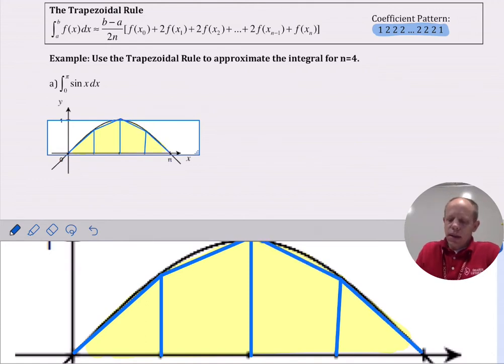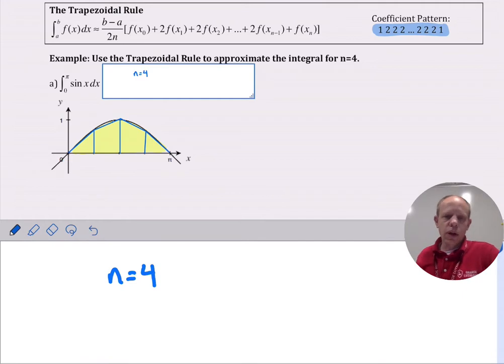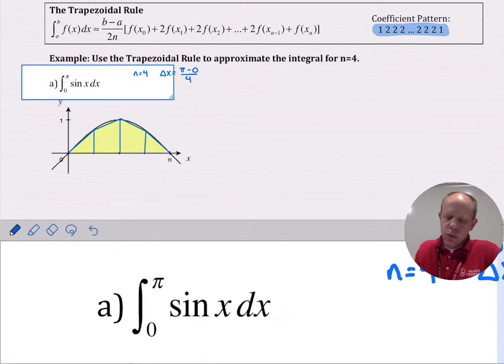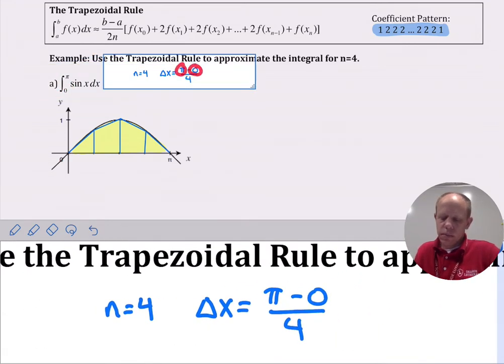All right. Now, when n equals 4, we want to go ahead and find delta x. And that's always going to be b minus a over n. And so that's going to be pi minus 0 over 4. And so we're going to get the pi from the upper limit of integration. We're going to get the 0 from the lower limit of integration right here. Okay? Now we're going to divide by 4 because n is equal to 4.